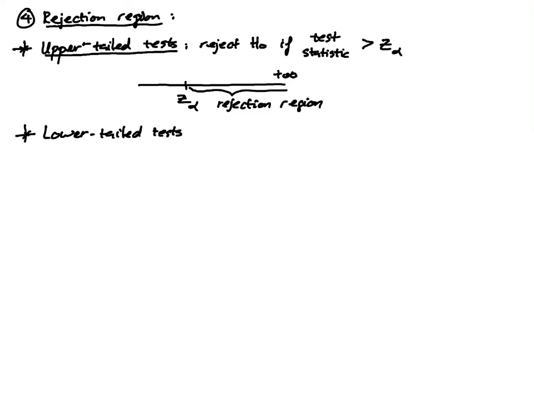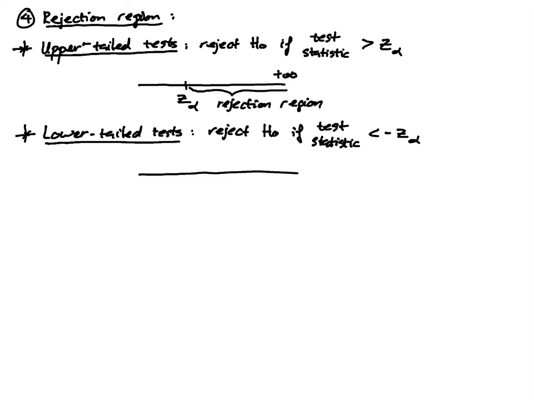For lower tail tests, the decision rule is we reject the null if the test statistic is less than negative z sub alpha. Again, if you draw the number line and negative z sub alpha is right here, then the rejection region will be the region below negative z sub alpha.